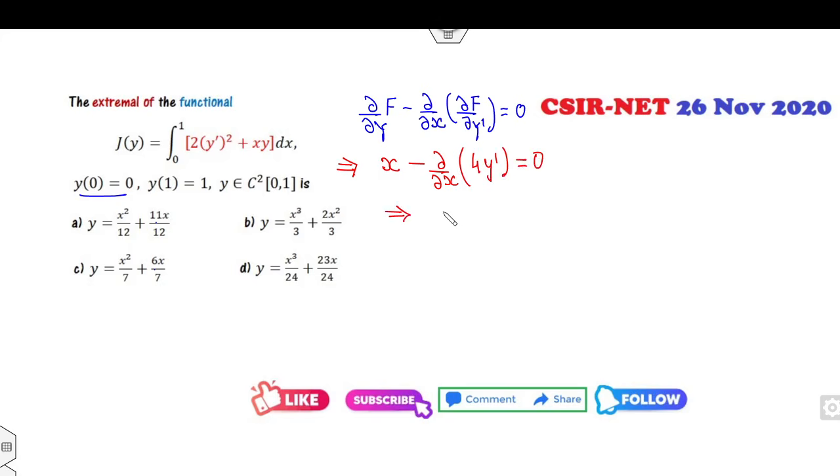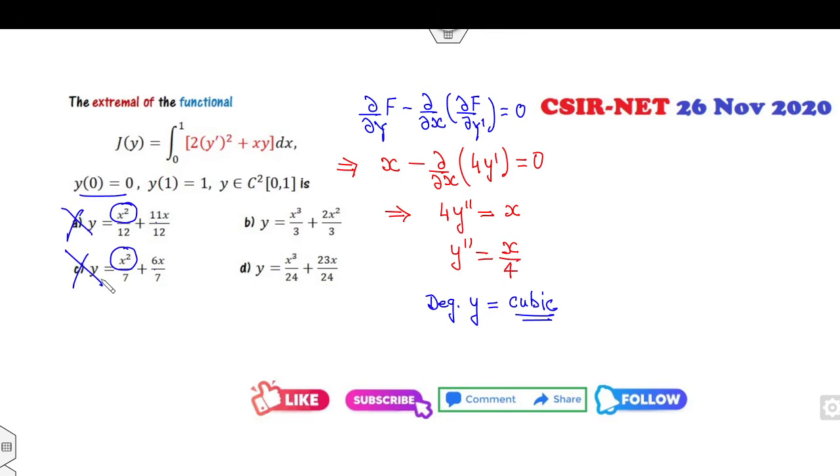So what is the meaning of that? 4 times y double dash is equal to x. That means y double dash will be x over 4. So what does it mean? Now there is no need to solve. Look at that. The second derivative is my linear equation. Then what will be the degree of y? It will be cubic. Then only the second derivative will be my linear equation. So the degree of y will be cubic. It's a square, cancel.